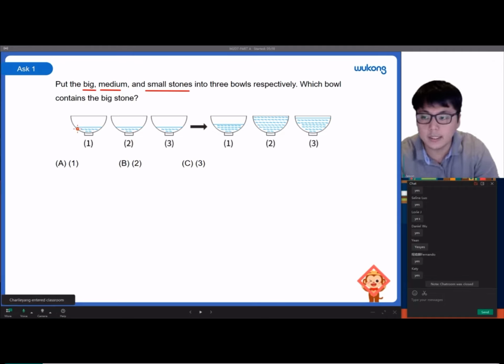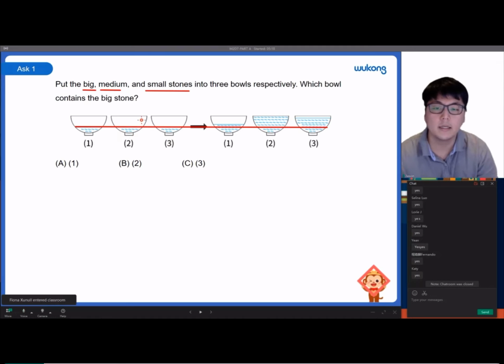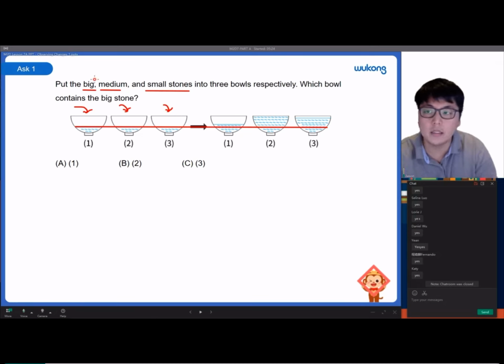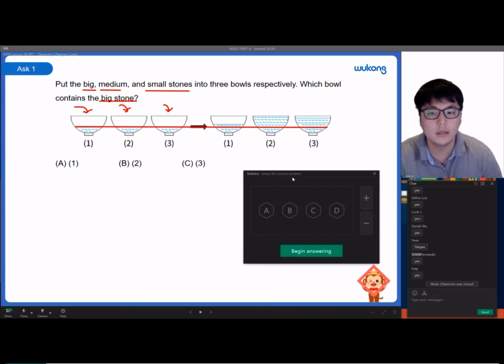You can see that this was the original water level, before putting the stones inside. So after putting rocks in these bowls, which one do you think has the big stone, guys? Okay, so now I'm going to give you guys a selector tool. I'll give you a chance to answer this question.